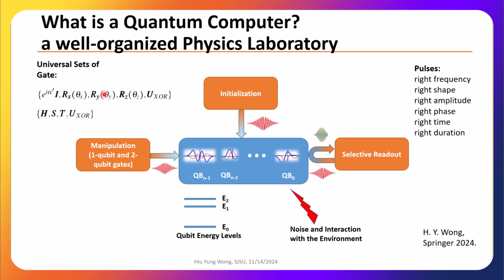You can have different sets of universal gates. One of them is just rotation gates, 1-qubit gates that you can rotate about the Bloch sphere for any angle, plus a controlled-NOT gate. Or the H and T gates plus the controlled-NOT gate with some approximation. So in principle, if you can implement this, you will have a pretty good quantum computer.